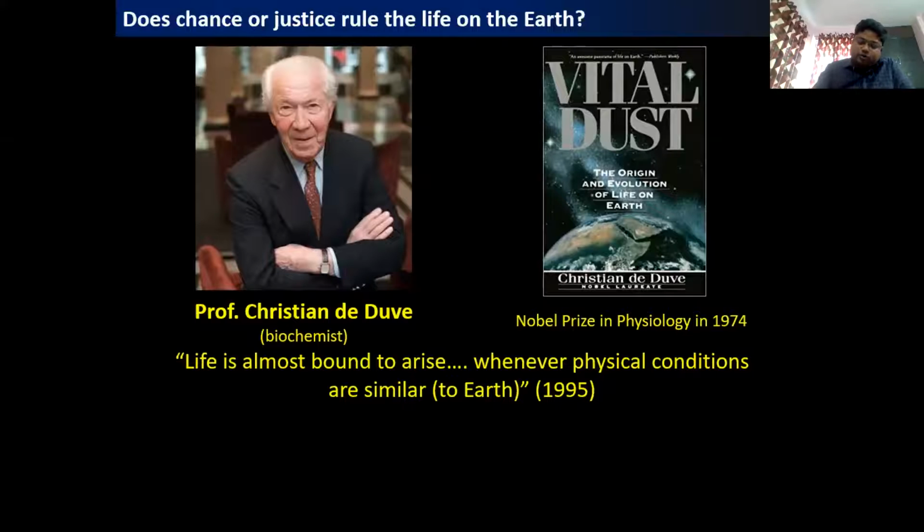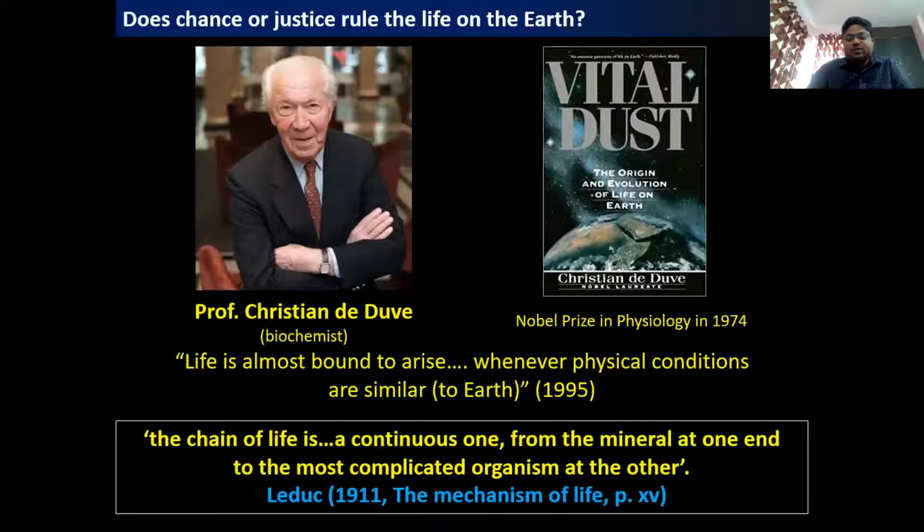And when I just started working on this topic, one interesting book I came across is The Mechanism of Life. It was published in 1911. And there it says the chain of life is a continuous one. So at one end you have the mineral, and at the other end the most complicated organisms. So again, corroborating the fact that we are part of nature. So we are part of the geosphere, lithosphere, hydrosphere, and atmosphere. Biosphere is not some separate entity.